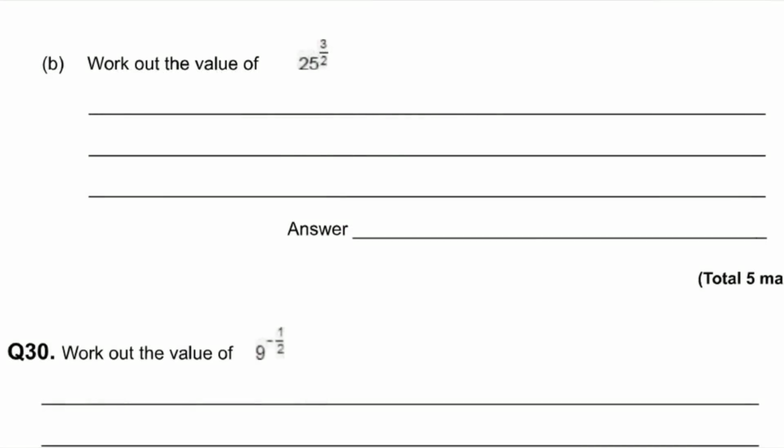Part B says work out the value of 25 to the power of 3 over 2. So I've got a fractional index here. I've got a numerator and I've got a denominator. Now you can treat these as two separate processes. So I'm going to do the denominator first, denominator of 2, that means the square root of 25. So what I'm going to get is the square root of 25 cubed, because I haven't dealt with the 3 part yet, the numerator, so just leave that there. I work out what the square root of 25 is, that's 5, and then I can apply the cube. So 5 cubed, that's 125 then, isn't it?